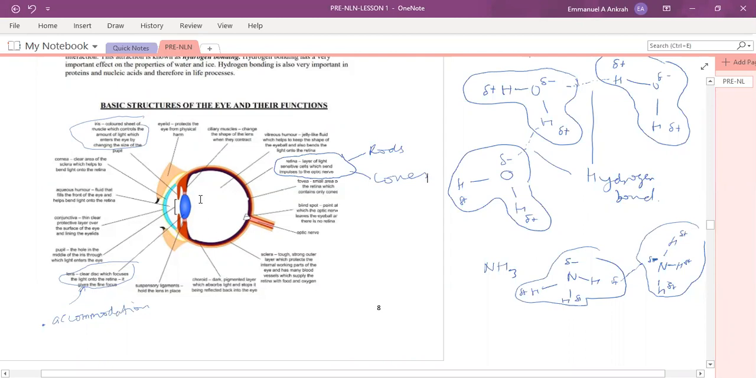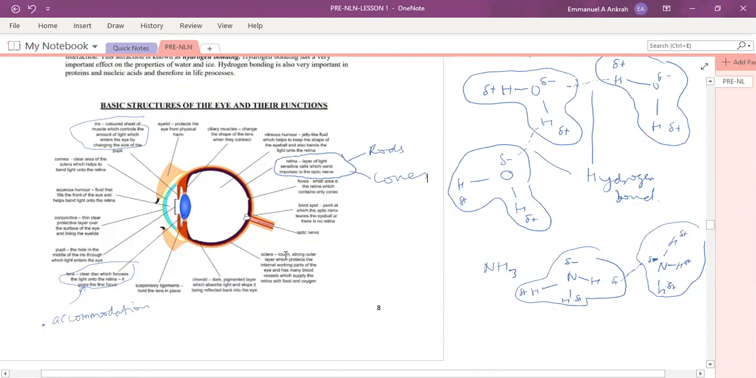Then there's a fluid in the back behind the lens that is called the vitreous humor. It's more like a jelly-like substance. And then the front part of the lens, the anterior chamber, you have a liquid known as the aqueous humor. It just helps to maintain the structure of the eye. When the aqueous humor is too much, then the pressure in the eye increases, and that's what we call glaucoma. I'm sure you've heard of glaucoma. It's increased pressure in the eye because of too much aqueous fluid.